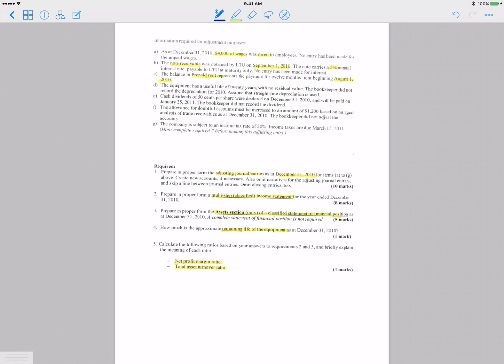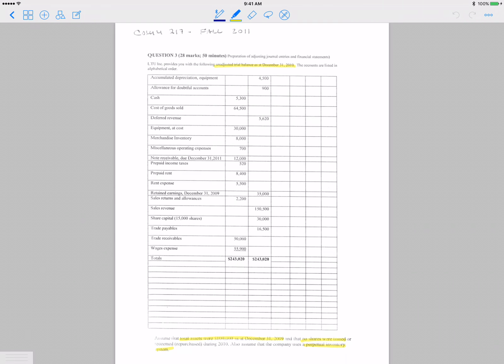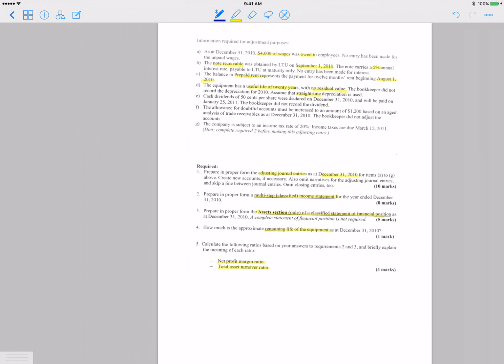Let's look at part D. We have equipment whose useful life is 20 years, no residual value, and there is no depreciation recorded for this year, and it uses straight line. So we need to record our depreciation expense. Let's look at how much our asset is worth. The equipment here costs $30,000. So if we know that our equipment costs $30,000, let's go add that in and make a journal entry.